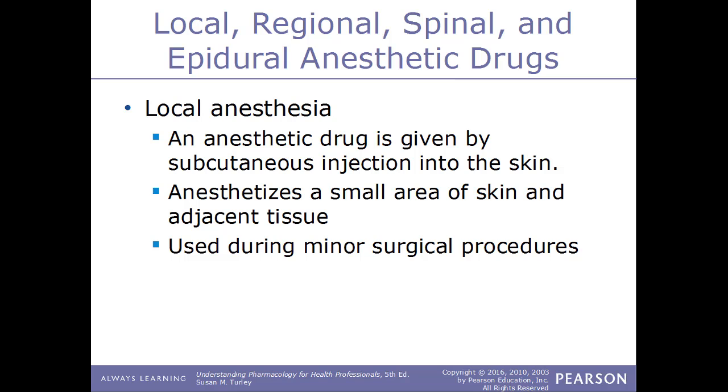Alright, now we'll talk about local, regional, spinal, and epidural anesthetics. For local anesthesia, this is an anesthetic drug given by subcutaneous injection into the skin. This will anesthetize a small area of skin and some adjacent tissue, and this is used for minor surgical procedures.